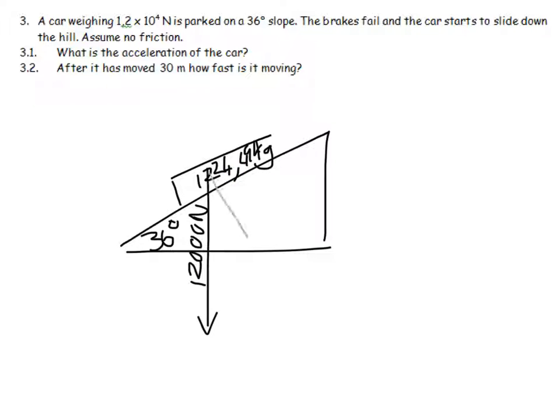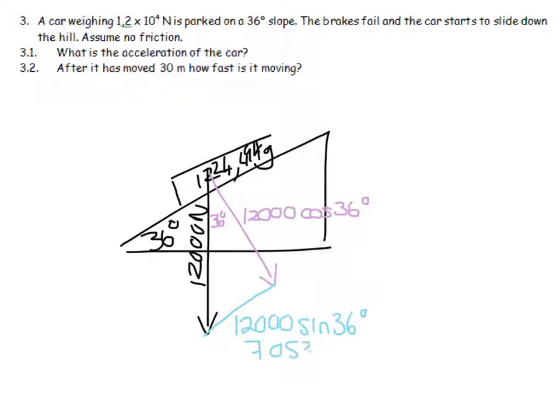Now I can work out the component perpendicular to the plane. Remember, this is 36 degrees, and I know that this is the adjacent side, so it's going to be 12,000 cos of 36 degrees. I don't know if I'm even going to need it, so let's not worry too much. Over here, I've got the opposite side, 12,000 sine of 36 degrees, and that turns out to be 7,053,42 newtons.